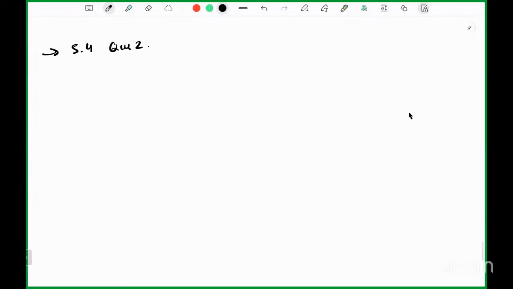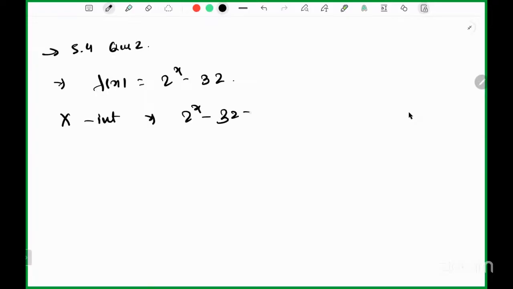So if f is from real number to real number defined by f of x equals 2 to the power x minus 32, which of the following is/are true about f of x? Okay. So x-intercept you can count, right? x-intercept means the value of x where the graph intersects. So just substitute y equals 0. So 2 to the power x minus 32 equals 0. That means 2 to the power x should be equal to 32, and we know this will happen when x equals 5. 2 to the power 5 is actually 32. So the x-intercept is 5 comma 0.